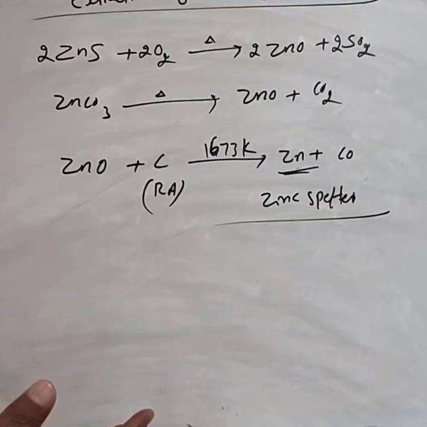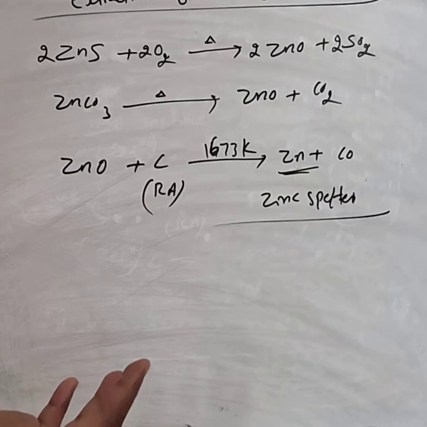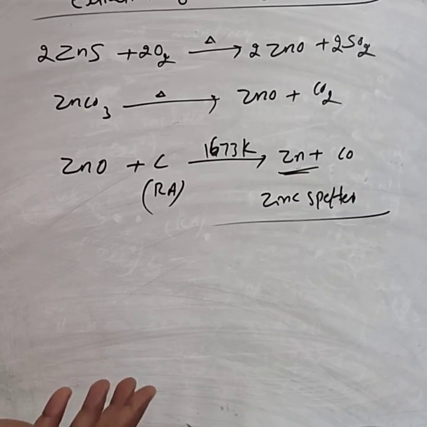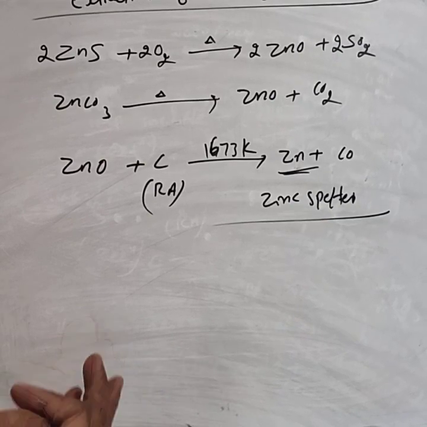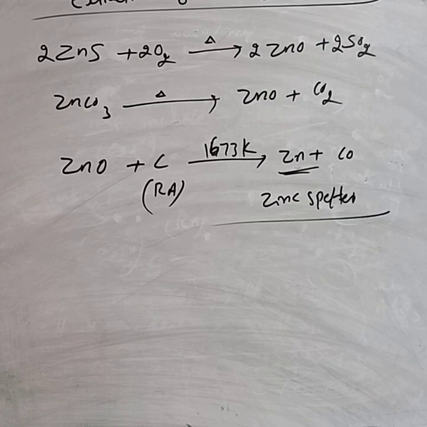One is extraction of iron from its oxide ore. Then extraction of copper from its sulfide ores, and extraction of copper from low grade ores. Then extraction of aluminium by the Hall-Heroult process, extraction of gold by the cyanide process. The last one is extraction of zinc from its oxide. In total there are 6 extraction methods. Out of these 6, they can ask any one of the extraction processes.